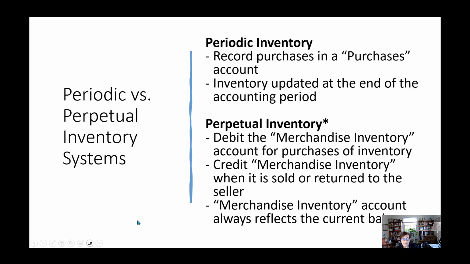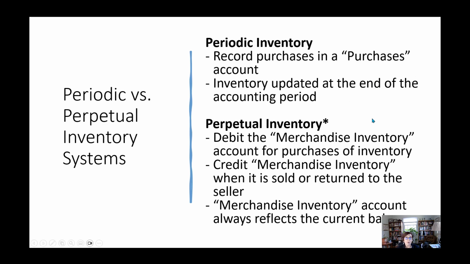There are two types of inventory systems, the periodic and the perpetual. So periodic, which is covered in your appendix, we're not going to study it in this class, but you should be familiar with how it works. With the periodic inventory, the company does not adjust its inventory account when it buys and sells inventory. It records purchases in a purchases account, and then at the end of the accounting period, they count up their inventory, and then they update their inventory records.